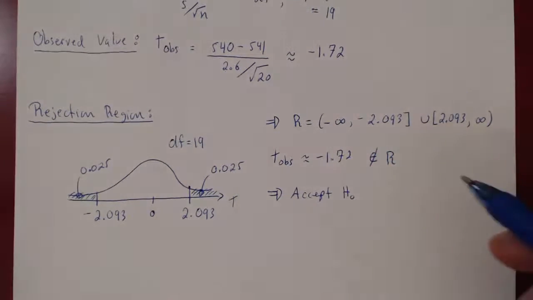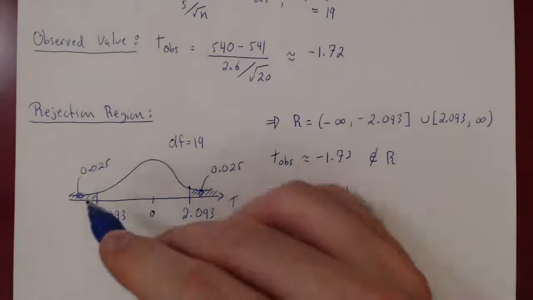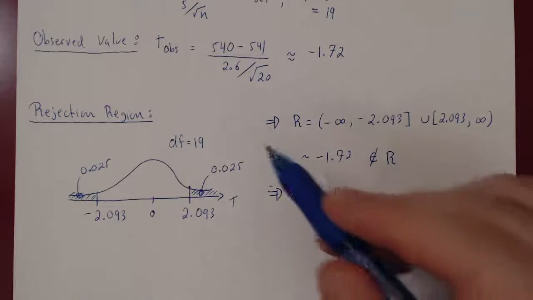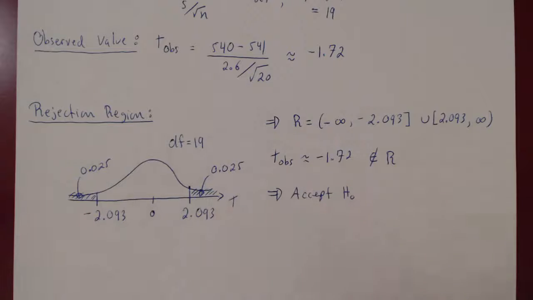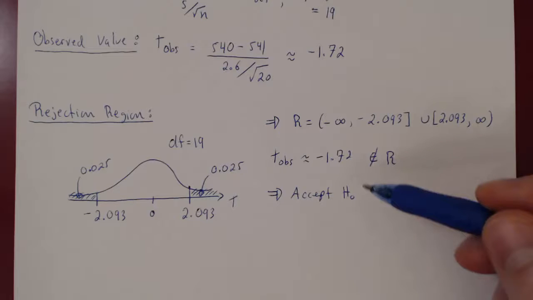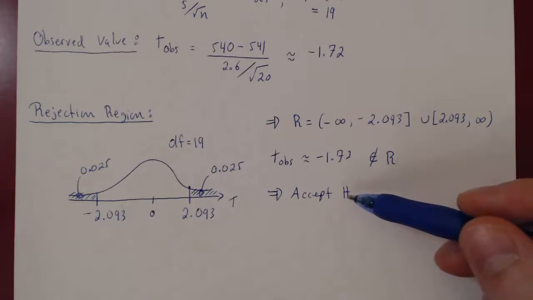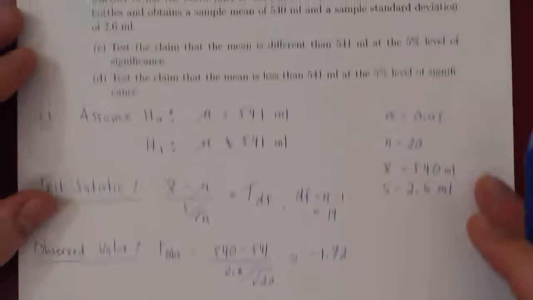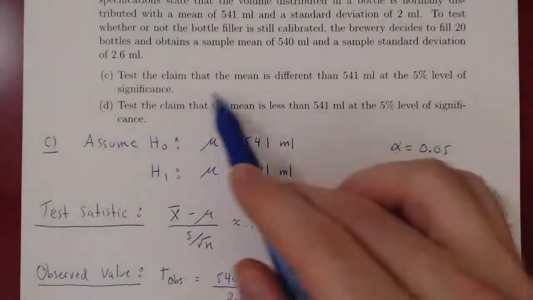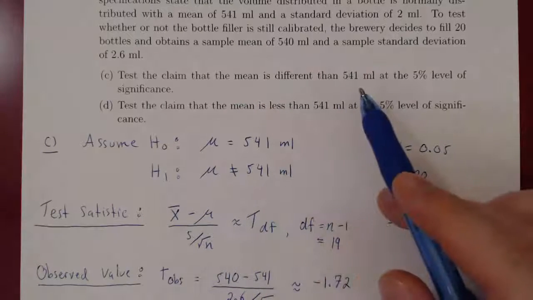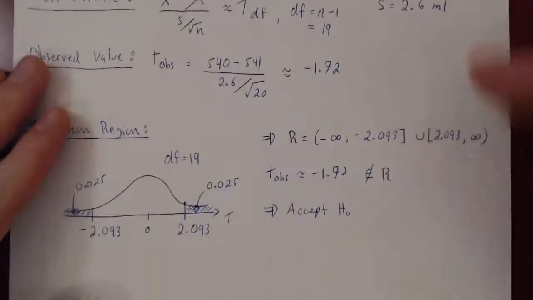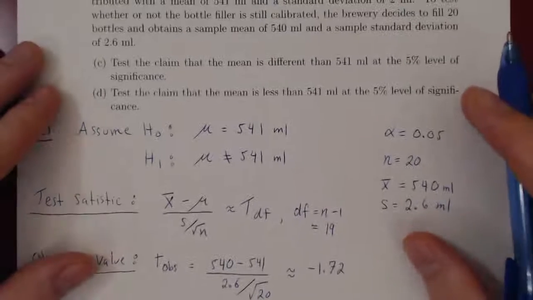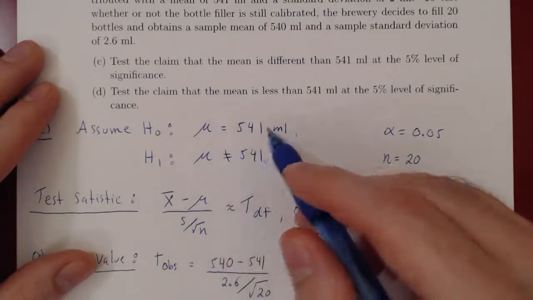If, on the other hand, our observed t-score had been an element of the rejection region, then the probability under H0 of observing such a t-score would be less than 5%. This would be too unlikely, and we would have rejected H0. But this is not the case here. And this concludes part A. We had to test the claim that the mean is different than 541 at the 5% level of significance. And our conclusion is that we give H0 the benefit of the doubt. We accept that the mean really is 541 milliliters.